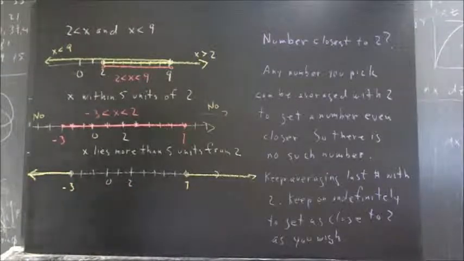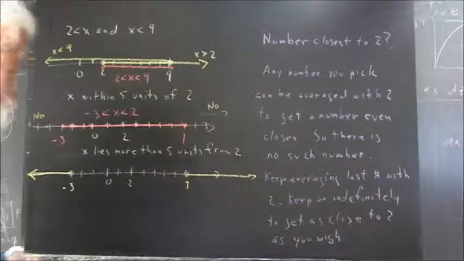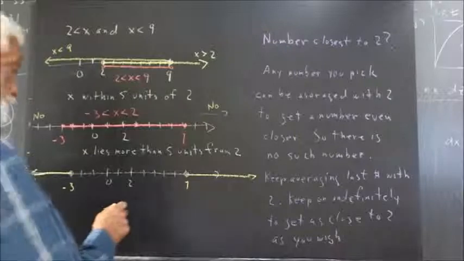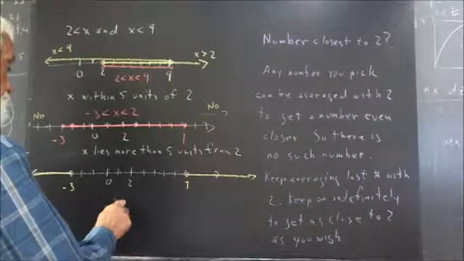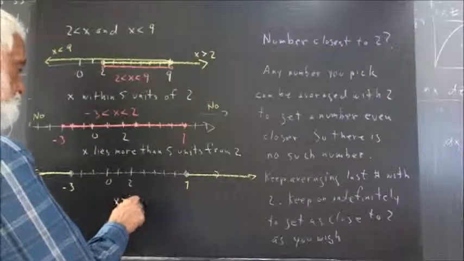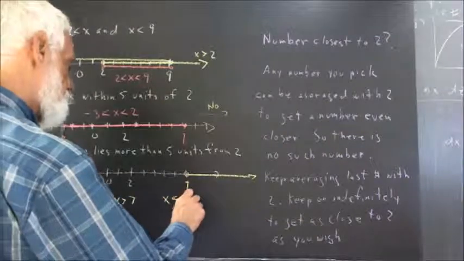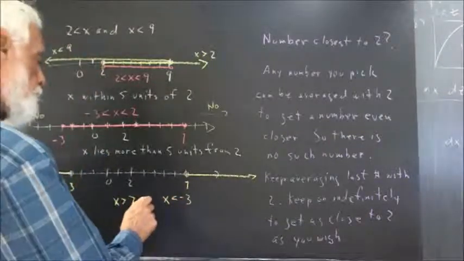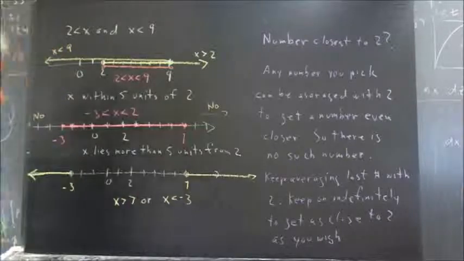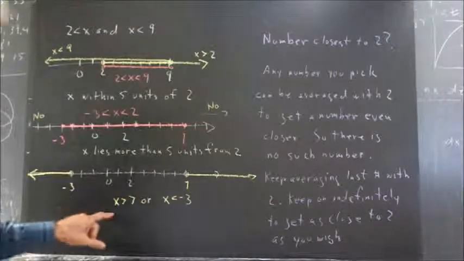Now, we could express that by an inequality, but the question was just to graph it. But I'll go ahead and write the inequality here, just a little extra. We can say that x is greater than 7, or x is less than negative 3. Now we put or in here because x could be this or this.